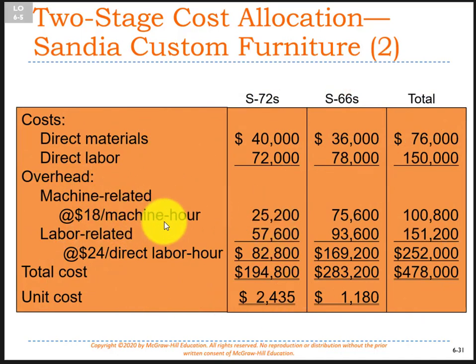So when you look at it, you might do your overhead this way. Here are our direct materials and direct labor, still the same, still done the easy way, still important. But now we have our overhead allocated by two cost pools, machine related and labor related. Add them together, get our total overhead. And so now our S72s have a total cost of 194.8, S66 283. Divide by the number of units again, and we get our unit cost. And it's different than what we did when we allocated it once without using a two-stage.